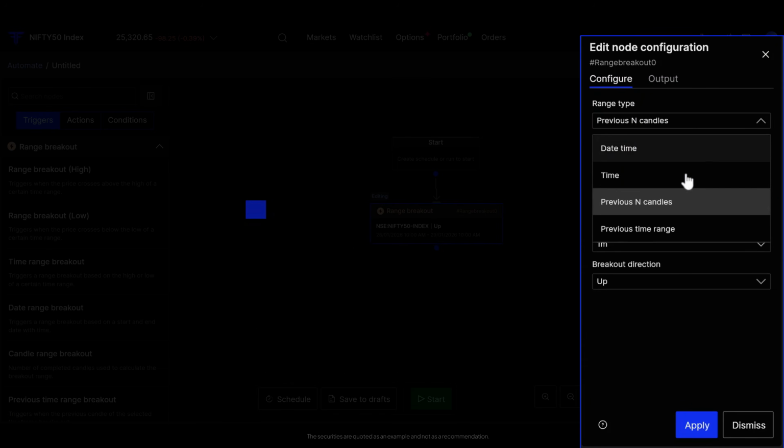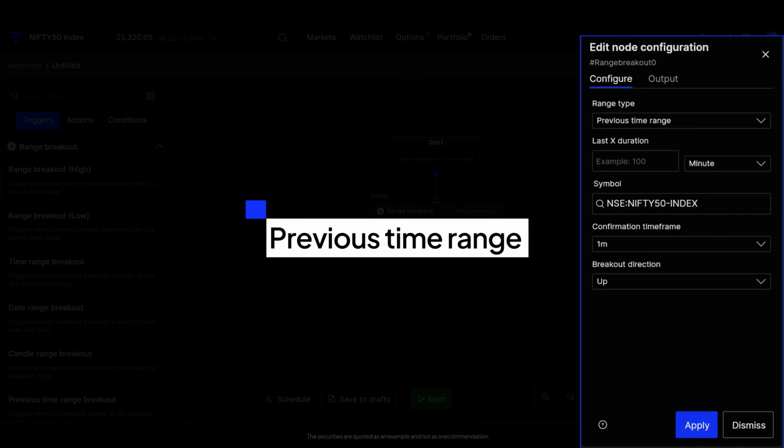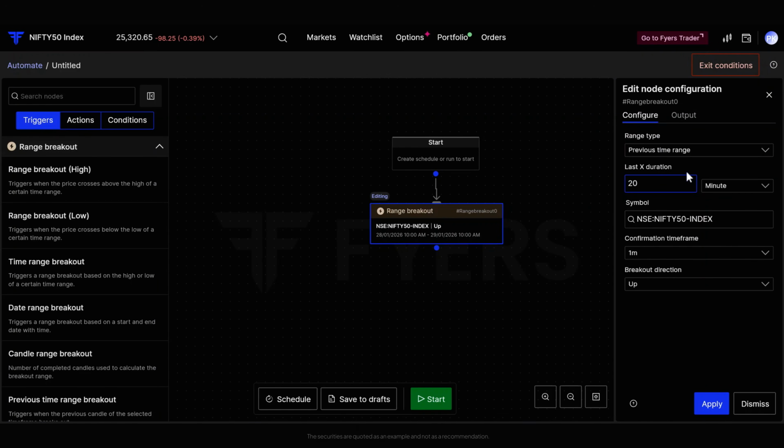Similarly, for previous time range, the previous time range compared to the current 1-minute candle is continuously monitored. For example, in this case, 20 minutes. Once the current 1-minute candle close breaks above the previous 20 minutes upper price range, the trigger will be activated. This is how the range breakout trigger works.